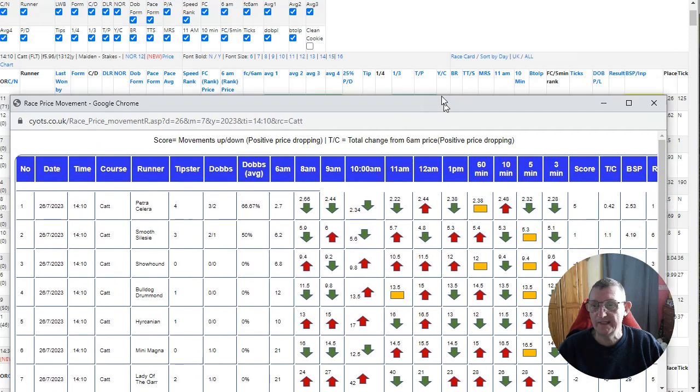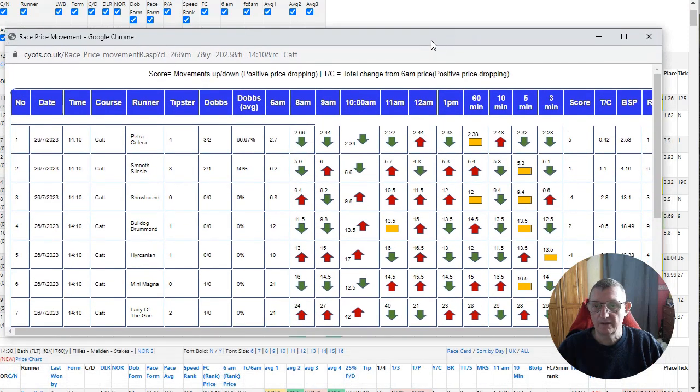So the way we read it is that we start off with a 6 a.m. price. I was thinking about putting a forecast price in as well to give some more information, but I don't know, I might put it in. And then during the day you can see that we have a number of time slots where we take a snapshot of the markets and add them to this chart.